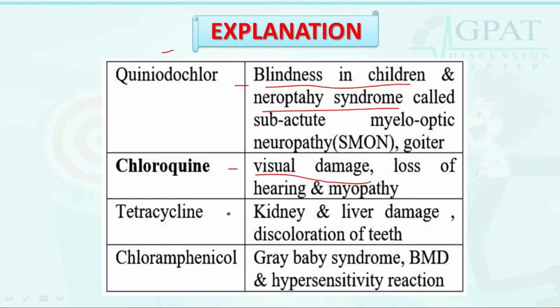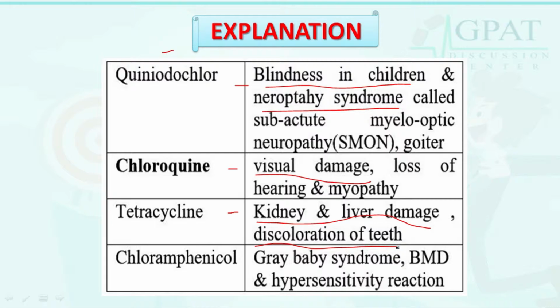And about tetracycline, kidney and liver damage and discoloration of teeth are the major adverse effects of tetracycline. Students, try to note this down in your copy right now, because many times this question is asked in the NIPER exam, pharmacist exam or GPAT exam, that which is the major side effect of tetracycline. The correct answer is discoloration of teeth.